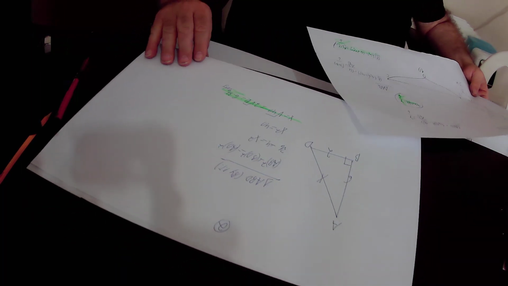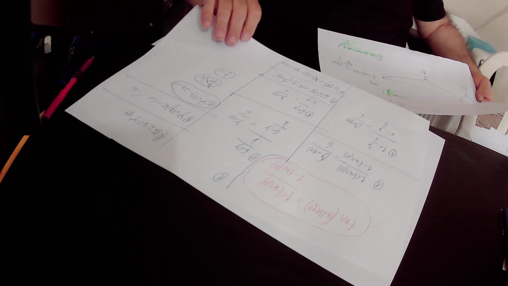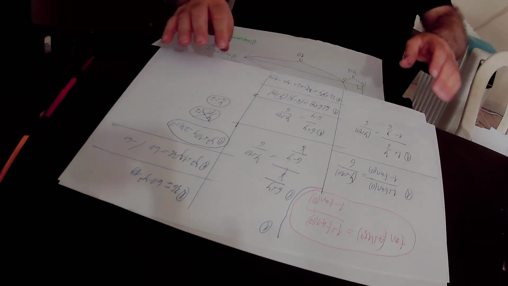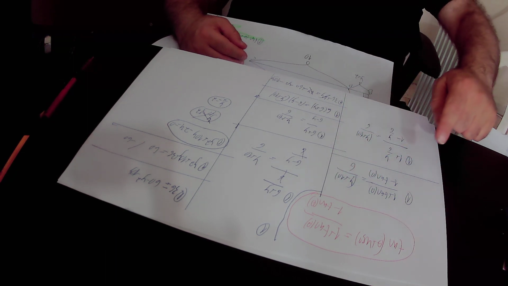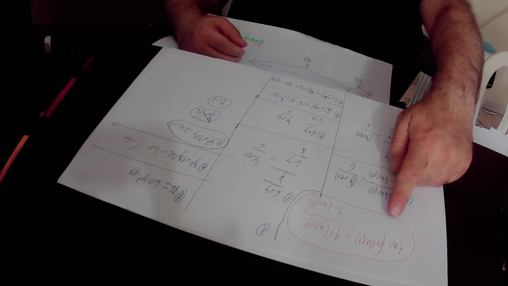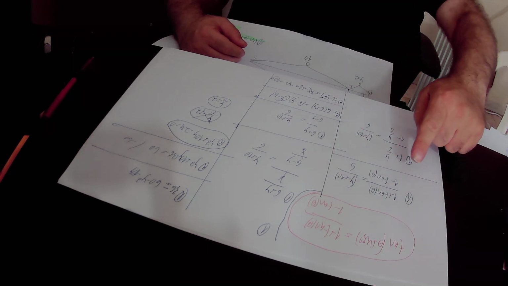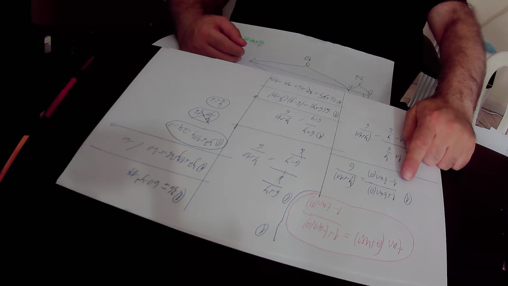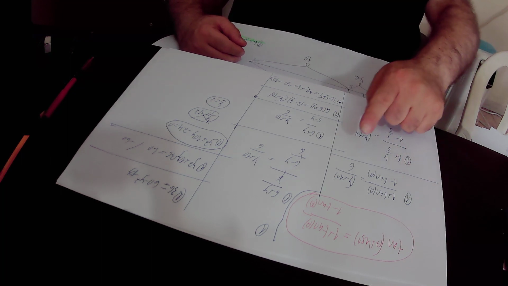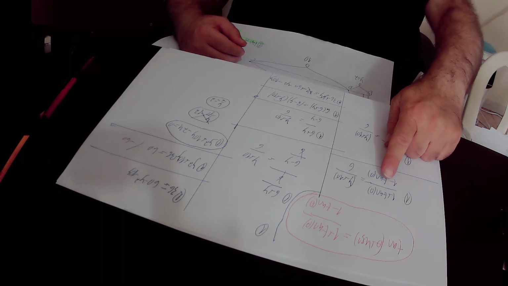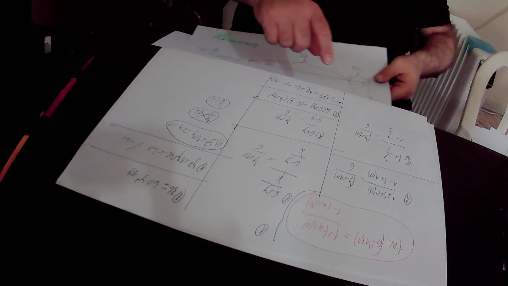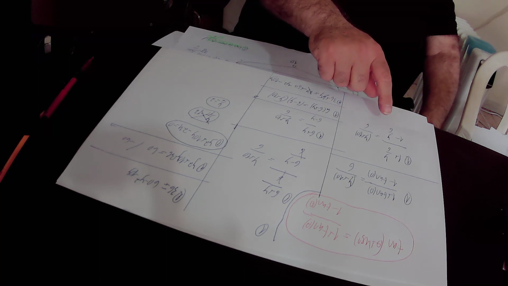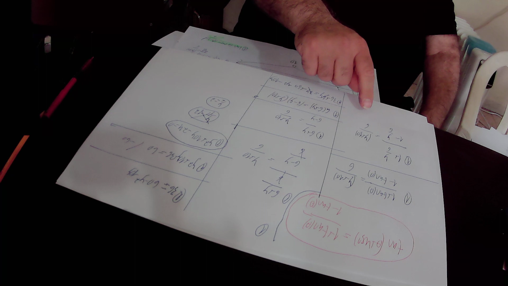Then we substituted. We have a trigonometric identity: tan of theta plus 45 degrees equals 1 plus tan theta over 1 minus tan theta. So we substituted tan of theta plus 45 degrees in equation number 1 by this expression, and we got that 1 plus tan theta over 1 minus tan theta equals y plus 10 over 6. Then we substituted tan theta by y over 6, because tan theta equals y over 6, and we got that 1 plus y over 6 over 1 minus y over 6 equals y plus 10 over 6.